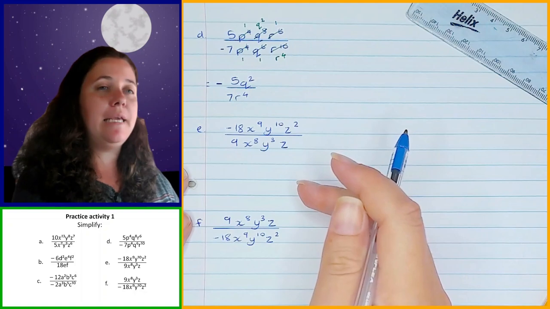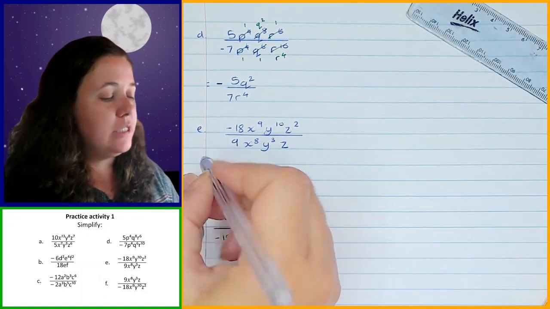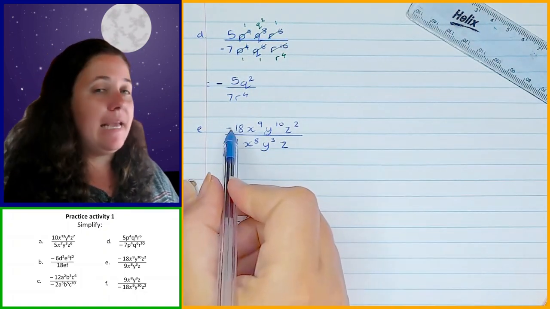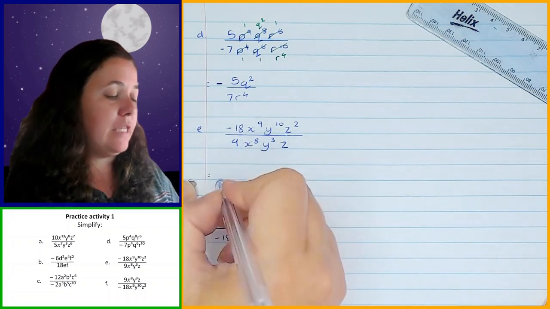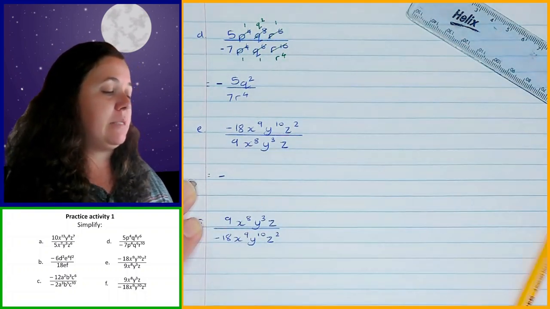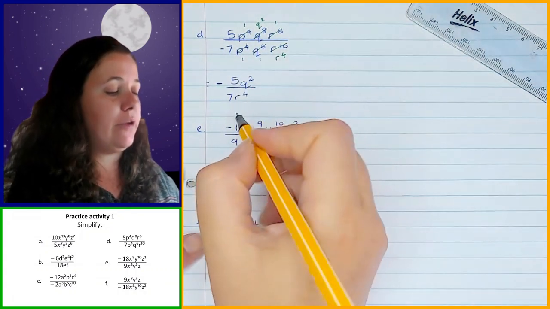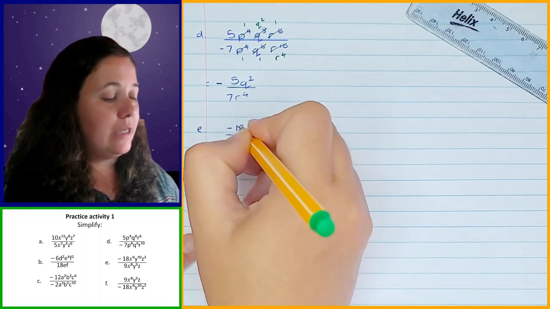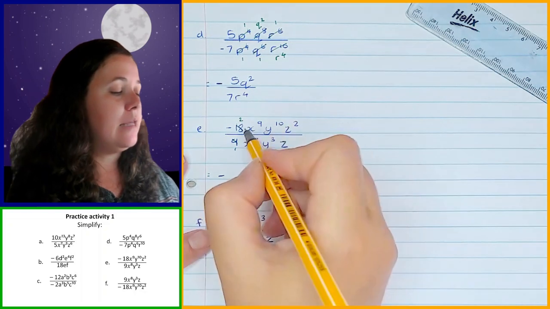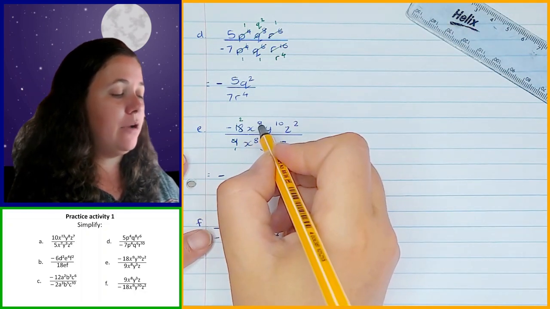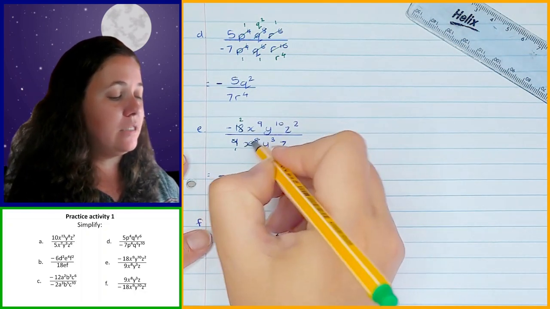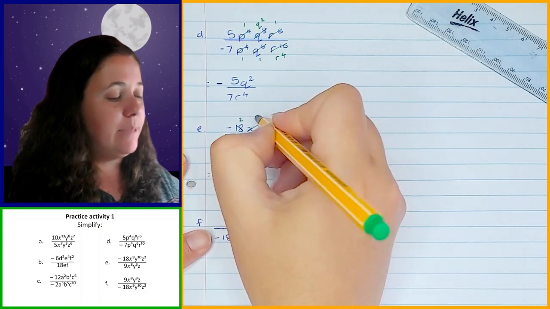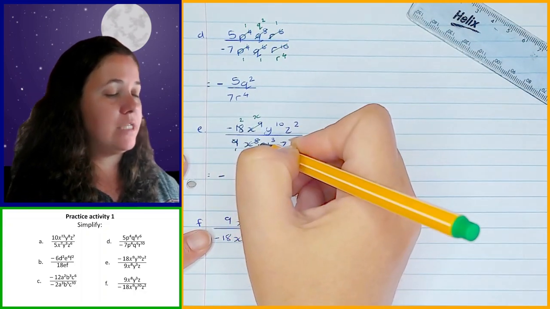Then question E, we've got again a negative divided by a positive, so that gives me a negative. Then I'm going to simplify my numbers, my coefficients. So I've got 18 and 9. 9 goes in there once, 9 goes in there twice. Then I go to my x's. I've got x to the power of 9 over x to the power of 8. That cancels, giving me 1, and that gives me x to the power of 1, or just x.